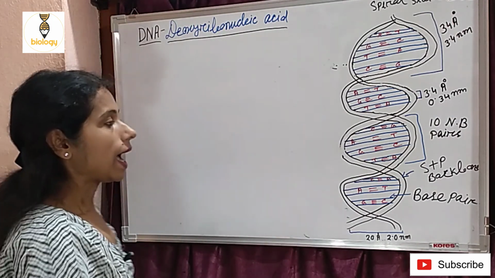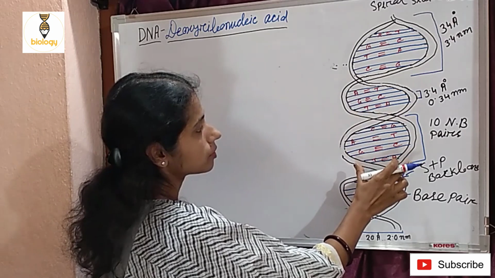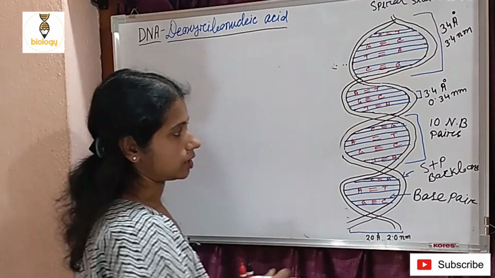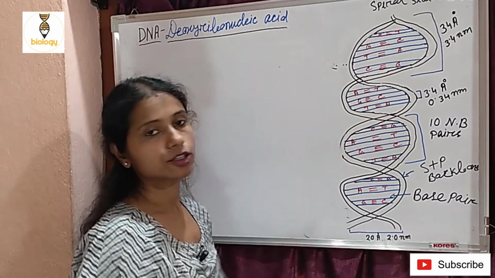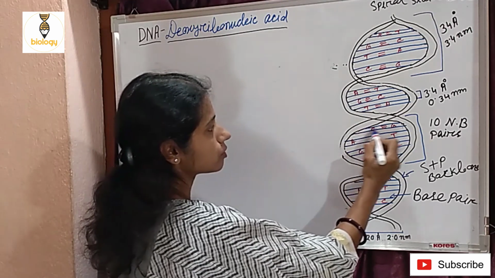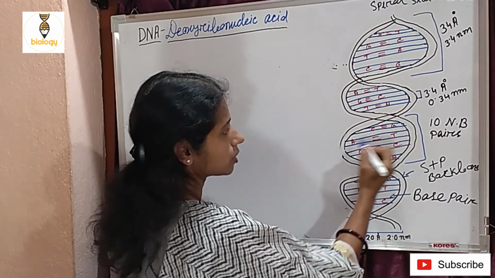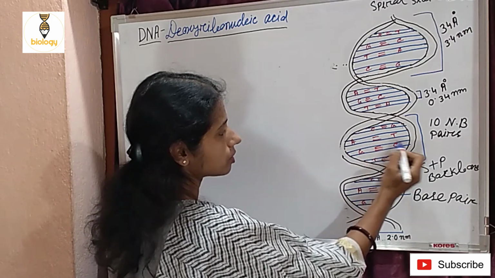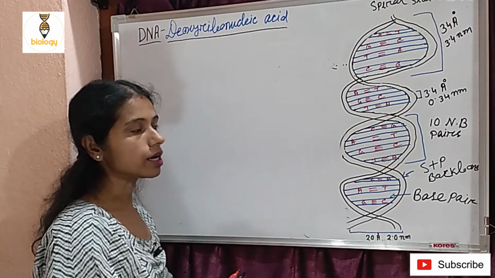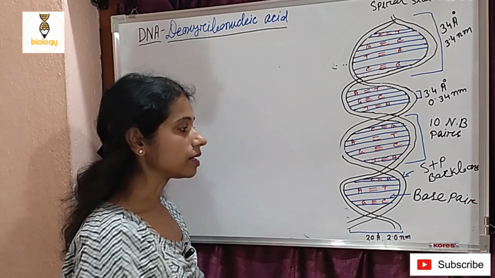Okay. And one distance between two coils, we get 10 nitrogen base pairs. Okay. This is one nitrogen base pair, this is another nitrogen base pair, one nitrogen base pair, another nitrogen base pair. Like this way, 10 nitrogen base pairs are present there.